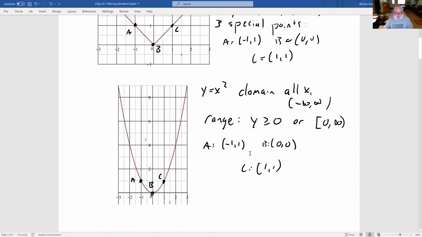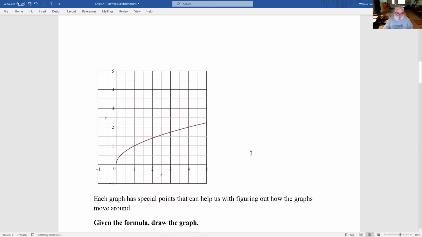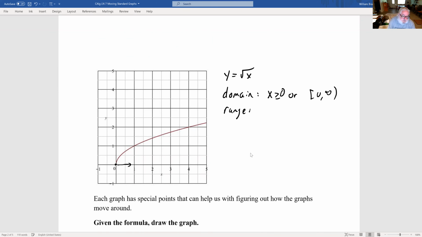And finally, the third graph we want to define here, this is the graph of y equals square root of x. Domain, only positive numbers. So x greater than or equal to 0, or 0, infinity. So the domain starts here and goes to the right, but there's no left side of the graph. The range, well, range starts here, that's the bottom of the graph, and goes up. So y greater than or equal to 0, or 0, infinity.